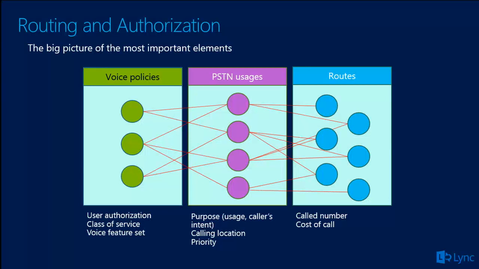PSTN usages are associated with the voice policy. If they are PSTN usages within your Lync server, but they are not associated with your voice policy and routes, then they are doing nothing there. They are just sitting idle. So they need to be associated with that. And then you have the routes there. We discussed it in the call flow. Then that helps to call the number there.